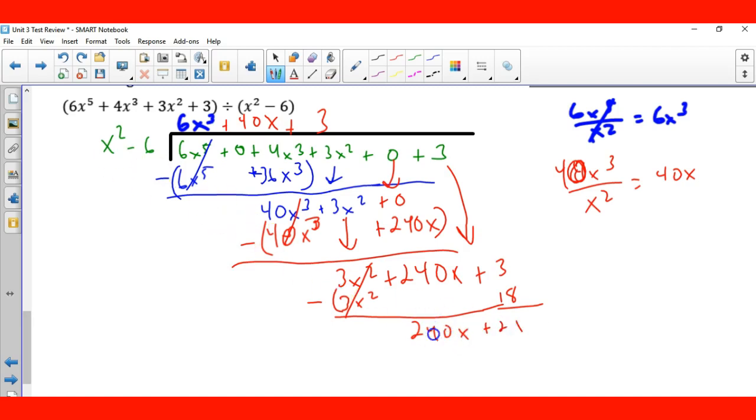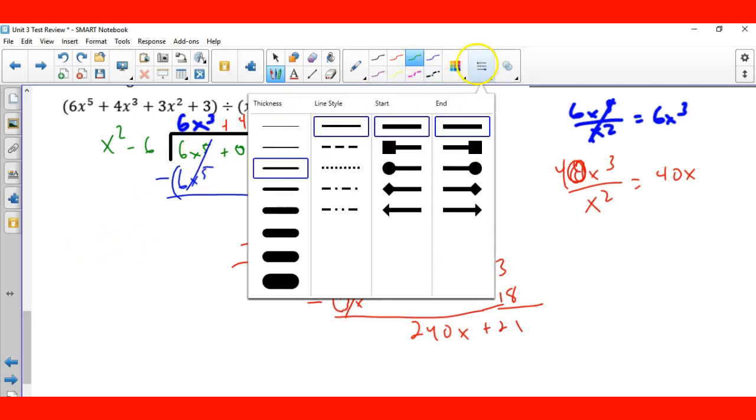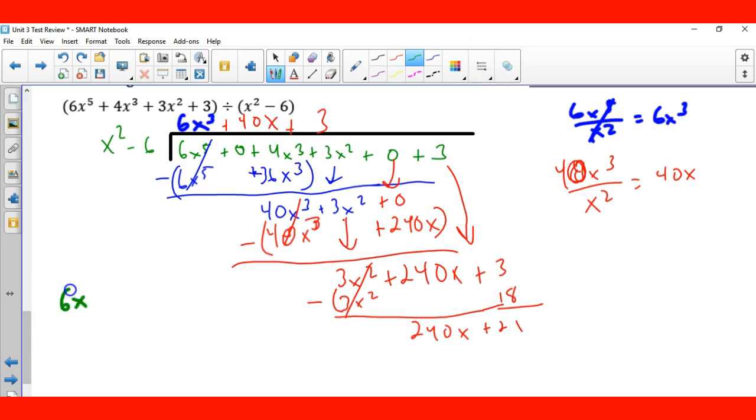Alright, notice that x squared can't become 240x, nor can x squared become 21. So, guys, we're going to rock with that. Alright, so here's our answer. You have 6x cubed plus 40x plus 3 plus 240x plus 21 divided by x squared minus 6. That's your final answer right there, guys.